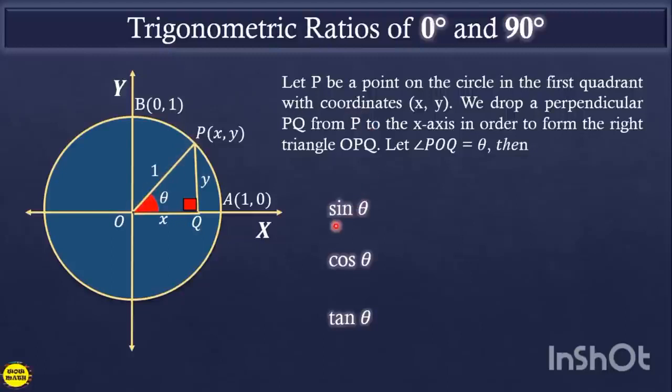And then, let us find the sine theta. So, sine theta is opposite over hypotenuse. So, that is y over 1. And then, y over 1, that is equal to y.